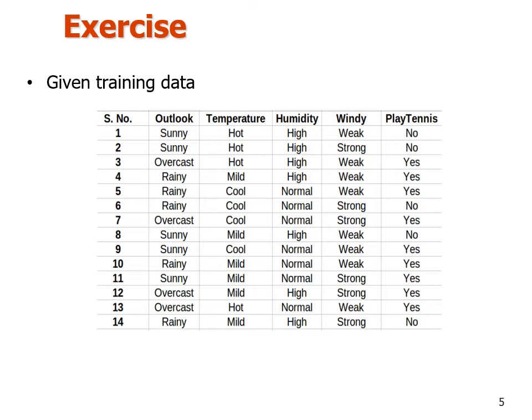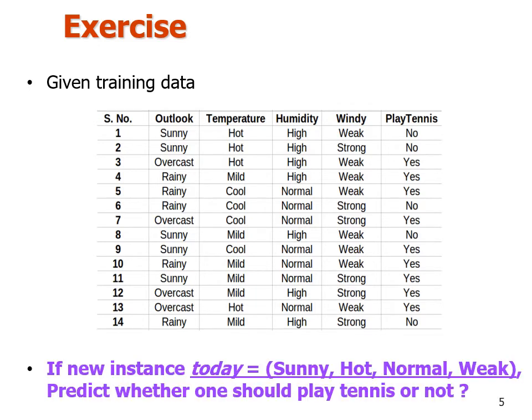and we are asked to predict for a new instance. The new instance here is denoted as today with 4 values. Outlook is sunny, temperature is hot, humidity is normal and windy is weak. So with this instance we would like to predict whether one should play tennis or not on this day.